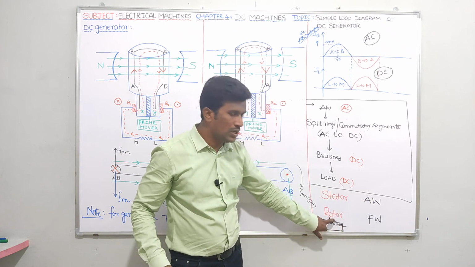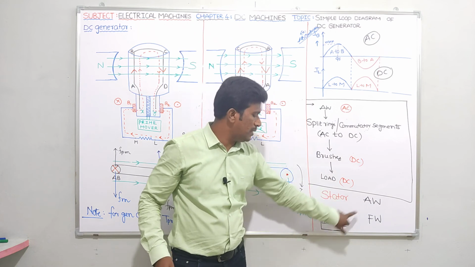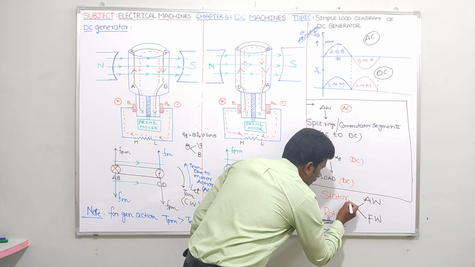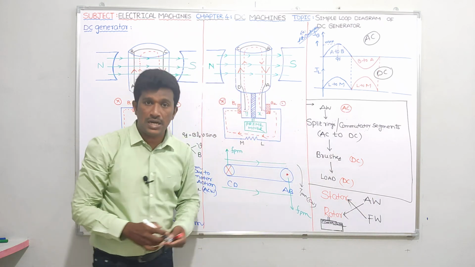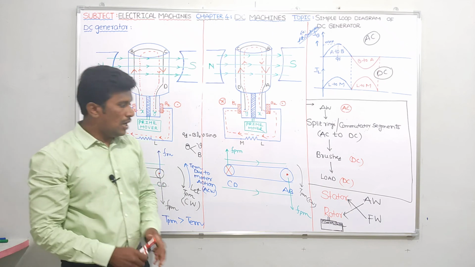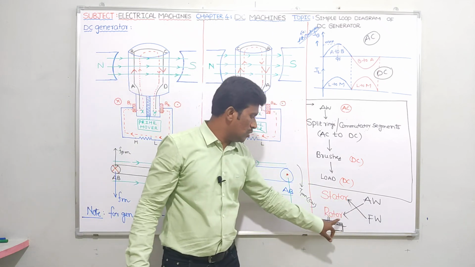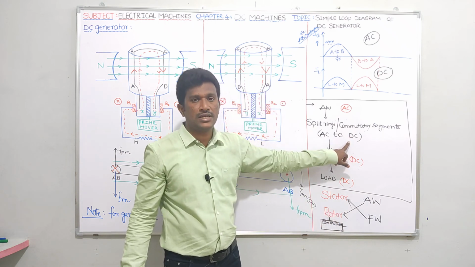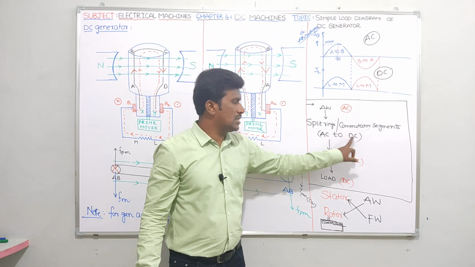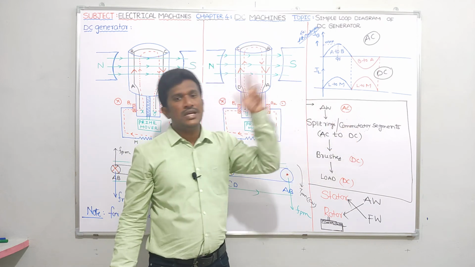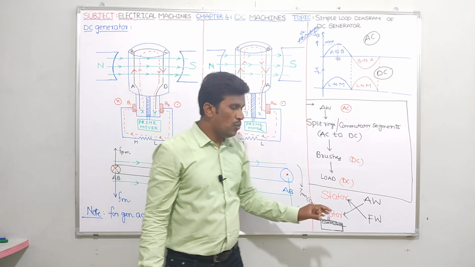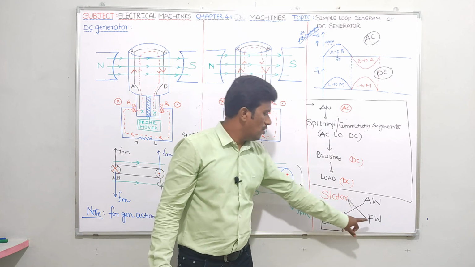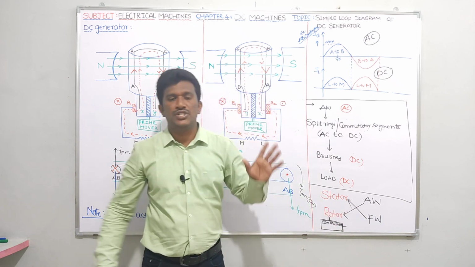Since commutator is connected to the rotor, obviously armature winding has to be placed on the rotor only. So armature winding should be on the rotor, field winding should be on the stator. In a DC generator or DC motor, always you have to place armature winding on the rotor, field winding in the stator, then only commutation action will take place. What is that commutation action? In a DC generator, AC to DC conversion. In a DC motor, DC to AC conversion. So if you want commutation action, definitely you have to place armature winding on the rotor, field winding on the stator in DC machines.